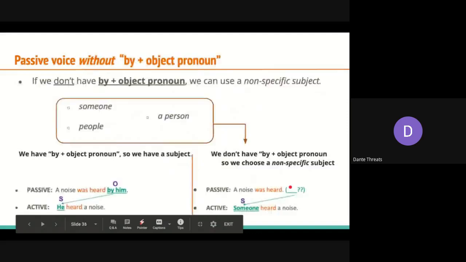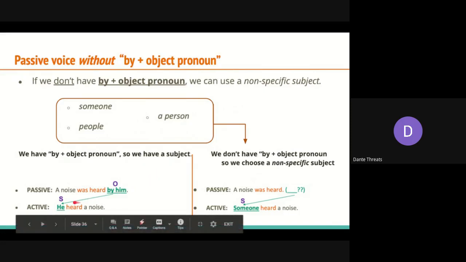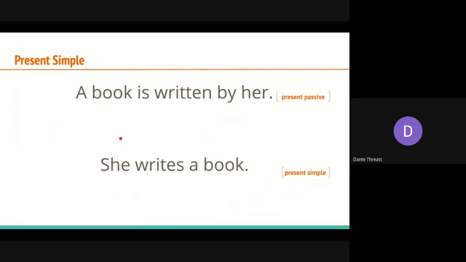Here we have by plus object pronoun, so we have a subject. Passive voice, a noise was heard by him. Okay, he heard a noise. That is a subject pronoun, object pronoun. So in the present simple, a book is written by her. As the present active, she writes a book.